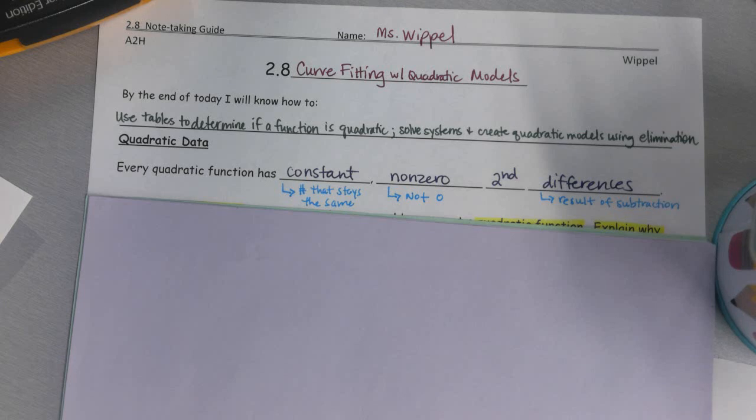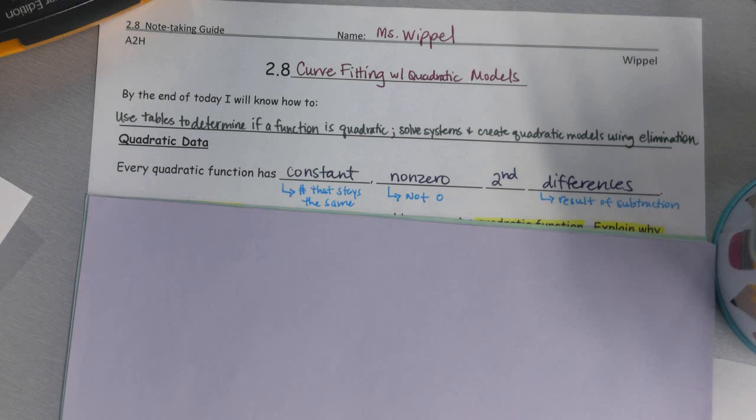So tomorrow we're going to go over how to solve systems and create quadratic models using elimination. You did a little bit of solving systems in Algebra 1, and that's actually a concept that comes back on the PSAT and SAT. So some of you might have taken that last week, some of you are going to be taking it in the spring, so I want to make sure that we hit on those concepts again. But the first thing we're going to do is look at quadratic data.